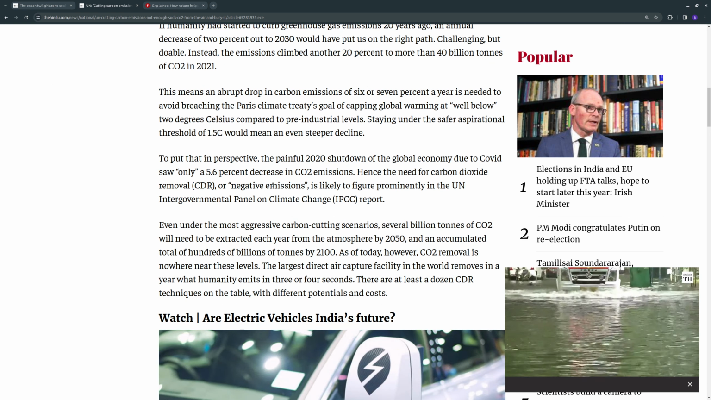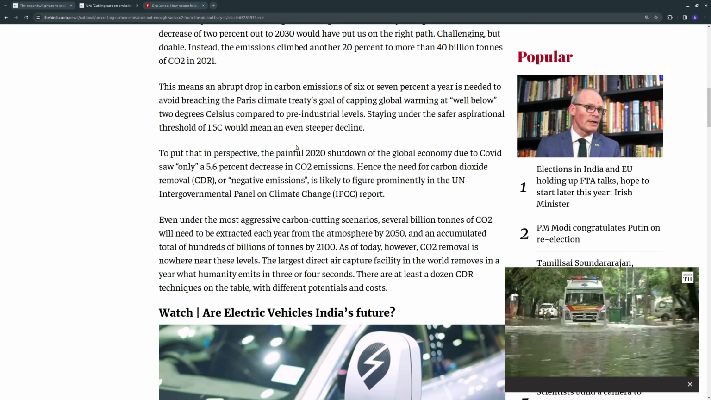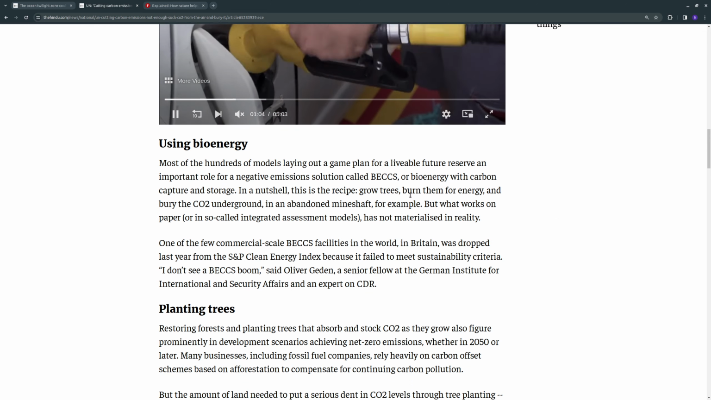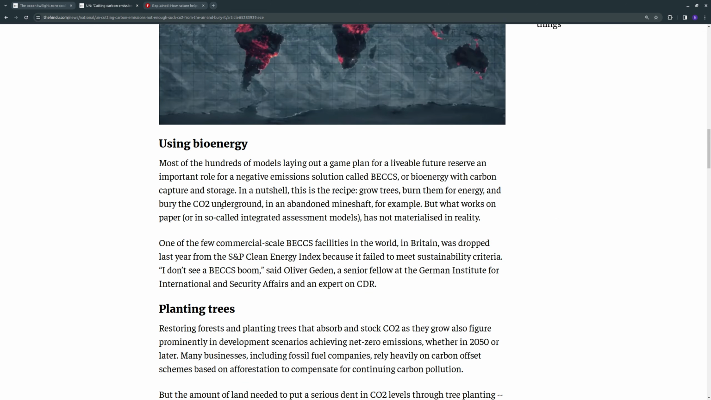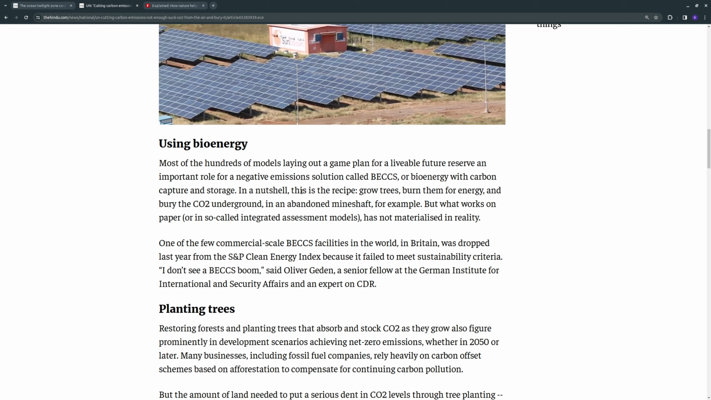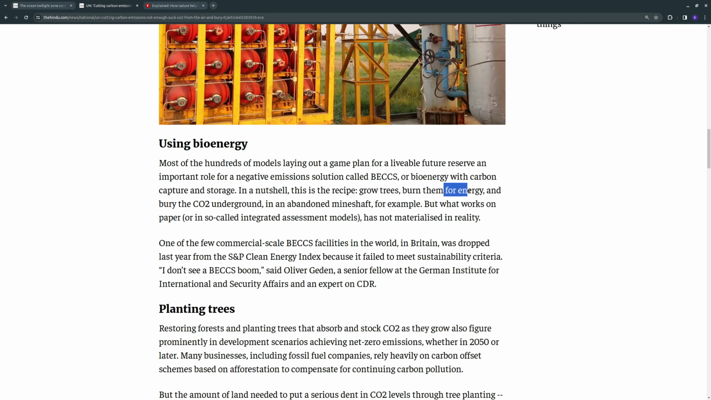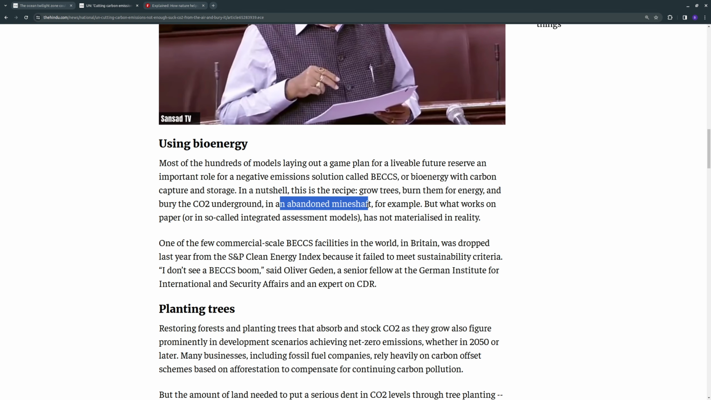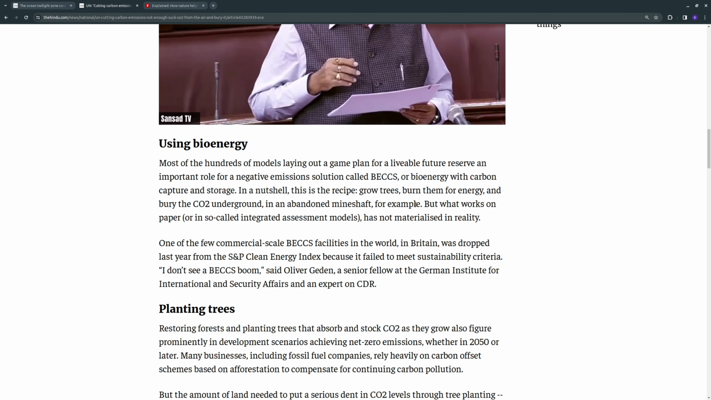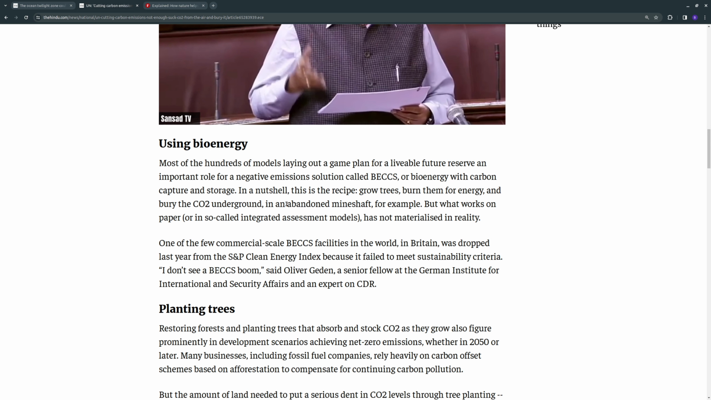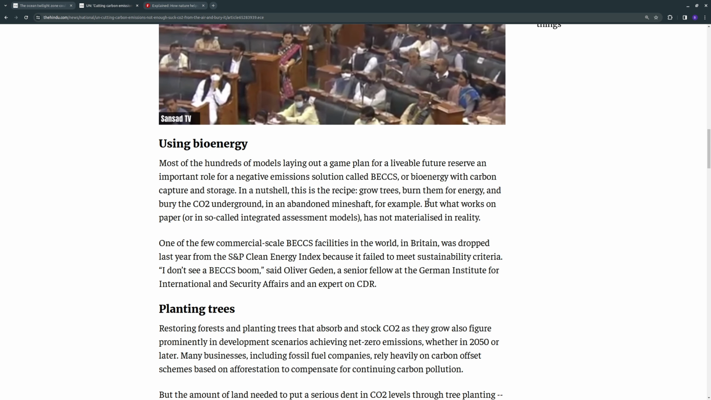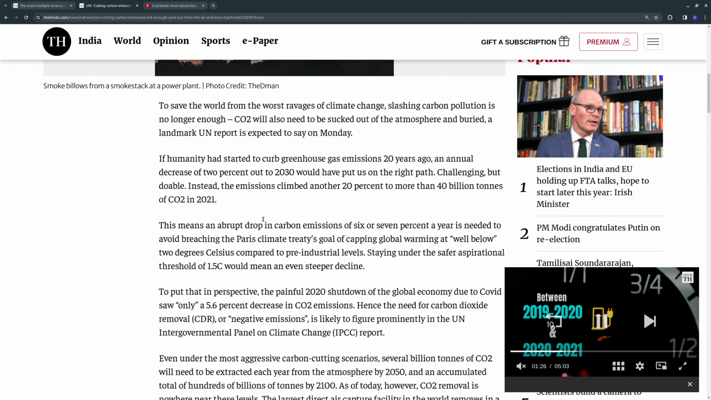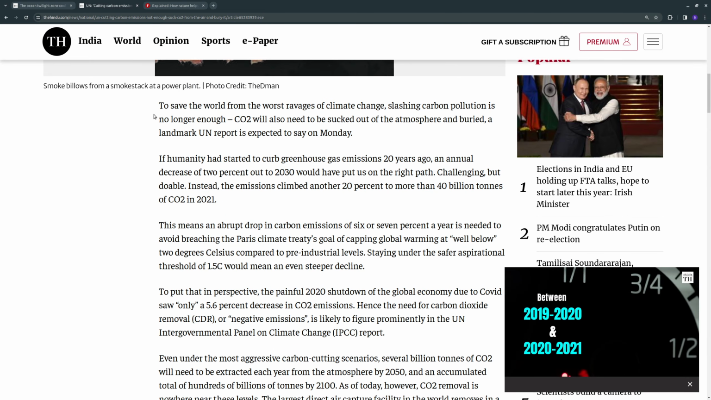And you see here it says bioenergy with carbon capture. In a nutshell, this is the recipe: grow trees, burn them for energy, and bury the carbon dioxide underground in an abandoned mine shaft, for example. So burying the carbon in an abandoned mine shaft is also discussed in the news. So that answers yet another statement in the question.